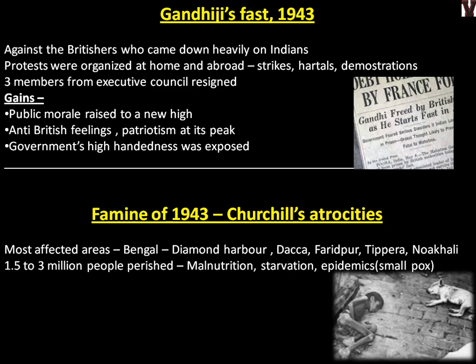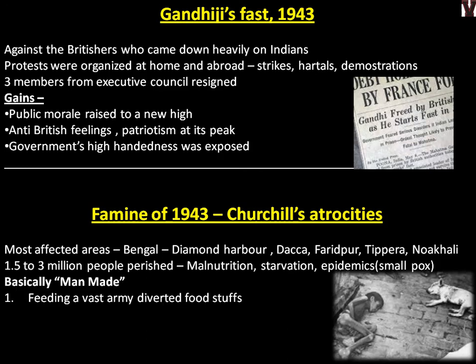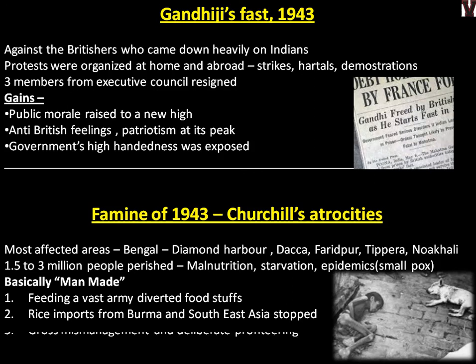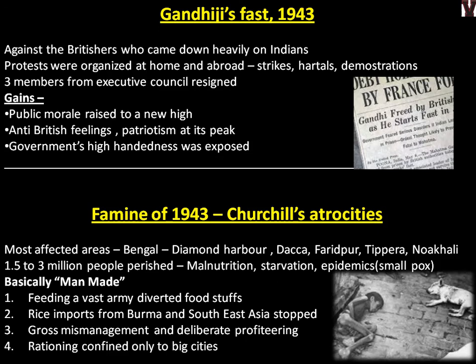Malnutrition, starvation, epidemics, if you see, were basically man-made. Feeding a vast army diverted foodstuffs. Rice imports from Burma and Southeast Asia stopped. If you remember, on the eastern side Japan was invading, and the imports from that direction also stopped. Burma and Southeast Asia, even now that side is called the rice bowl of the world. So rice production is happening there but it could not be imported. Gross mismanagement and deliberate profiteering, like we told. Deliberately it was stored and profit was the only motive. Rationing was confined only to big cities. So like we told, the poor, rural India, which is the real India, did not get food grains and many people died.